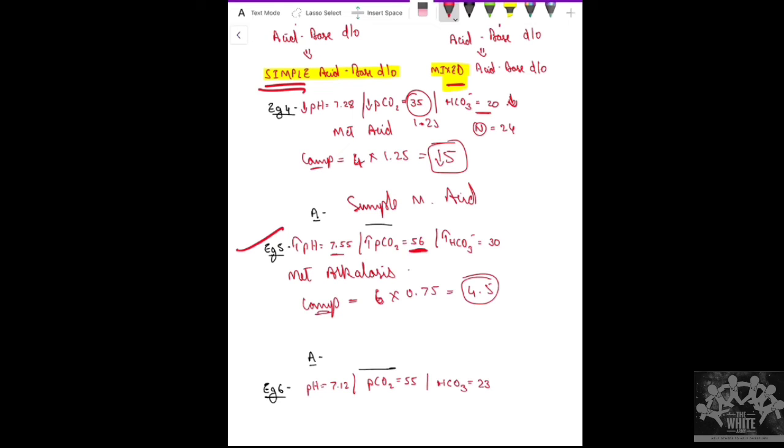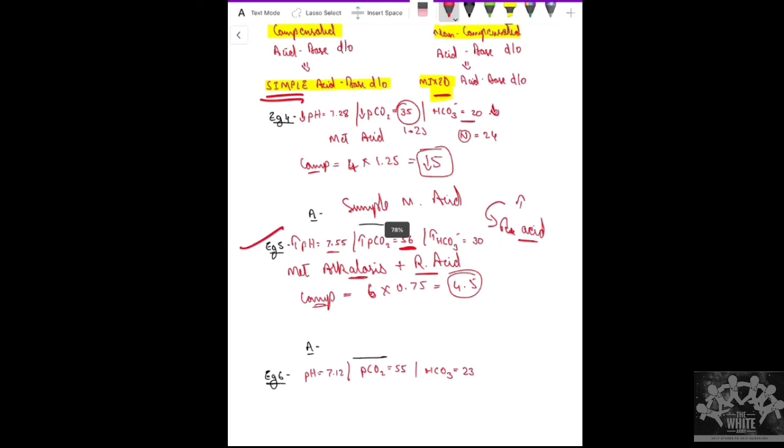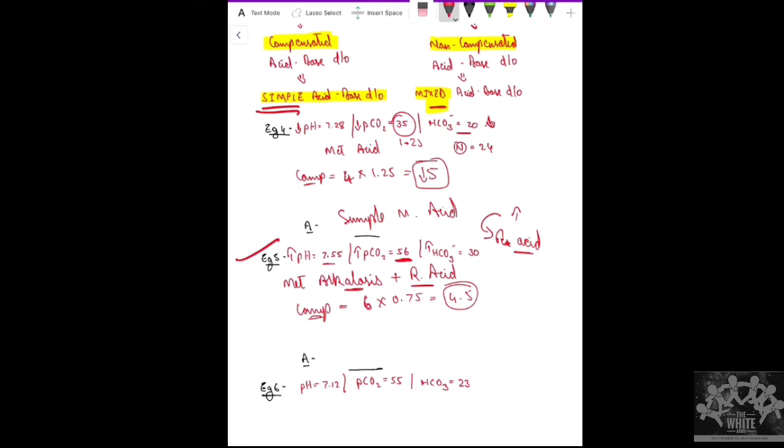PCO2 is much higher than what is expected. So when will PCO2 be higher? If there is respiratory acidosis. We saw in the initial chart, if PCO2 is high, then the reason is respiratory acidosis. So the second component over here is respiratory acidosis. Okay, good. So we are done with this. Now we saw up till compensation. These were the 3 steps we followed.